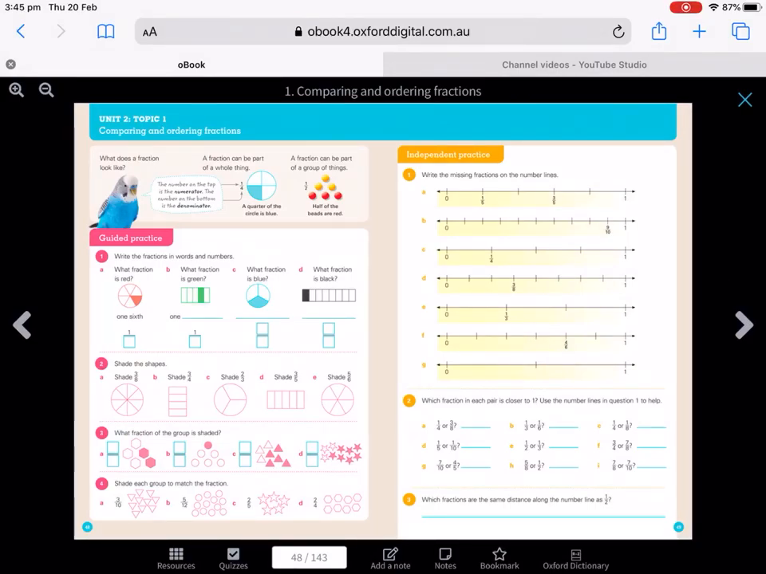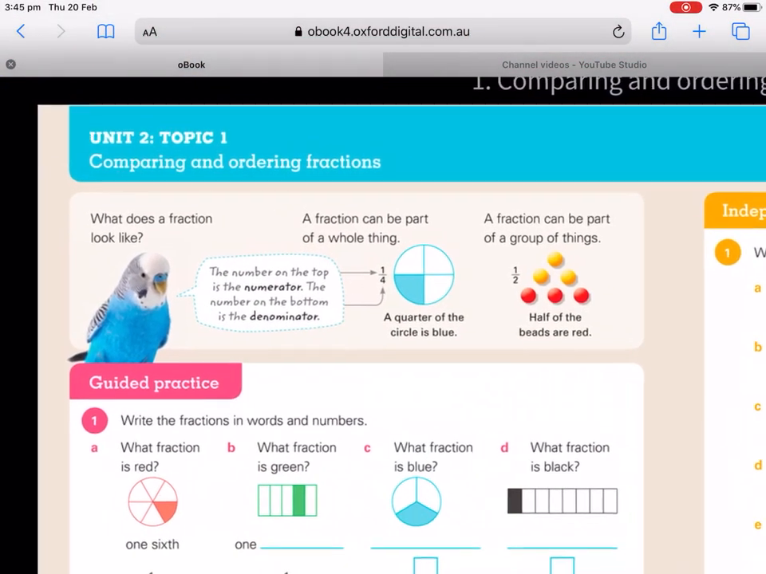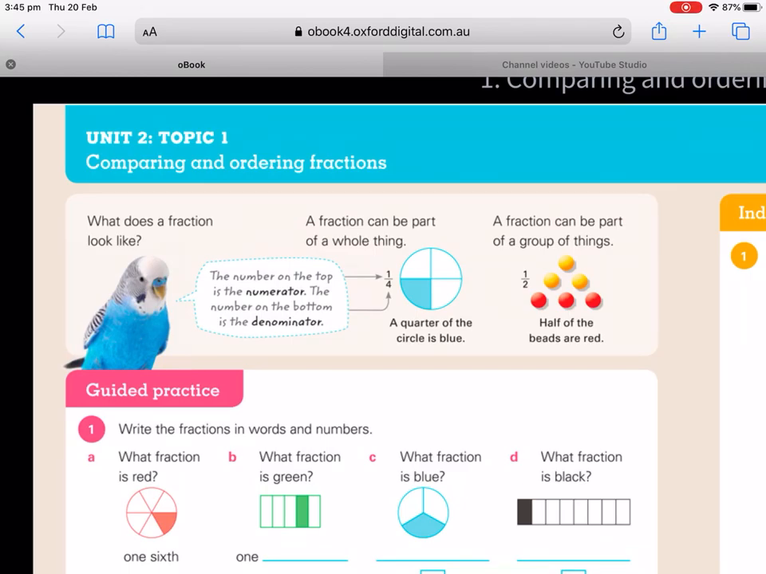Today we are in the Oxford textbook for Year 5 doing Unit 2, Topic 1. So as always, let's start by reading what Mr. Budgie has to say here. The number on the top is the numerator. The number on the bottom is the denominator.